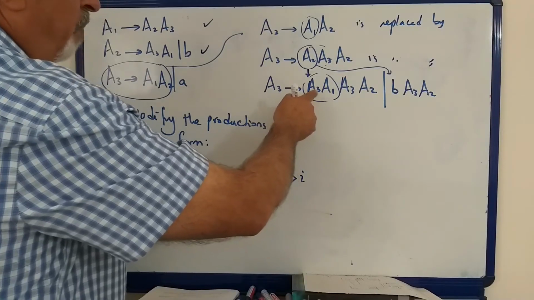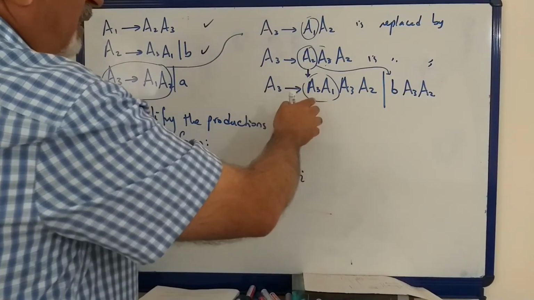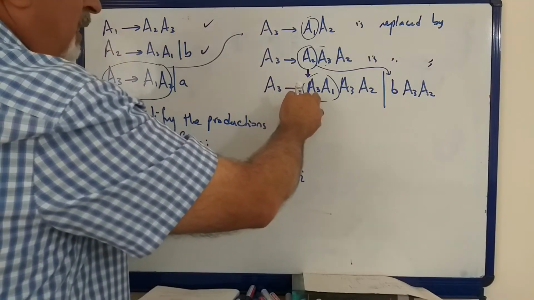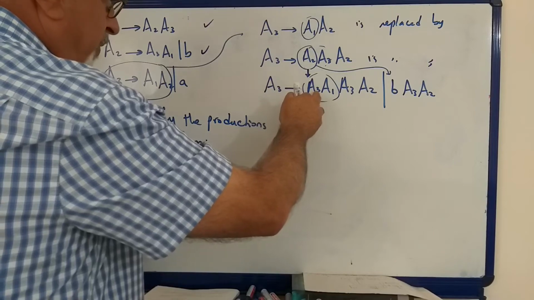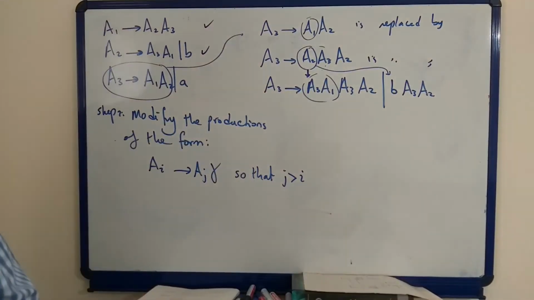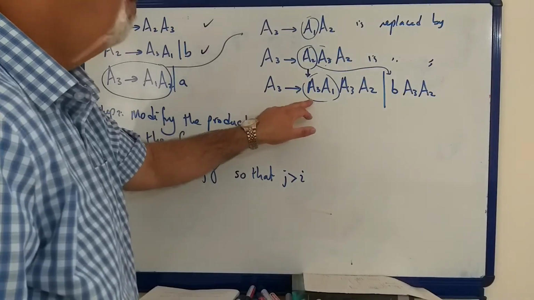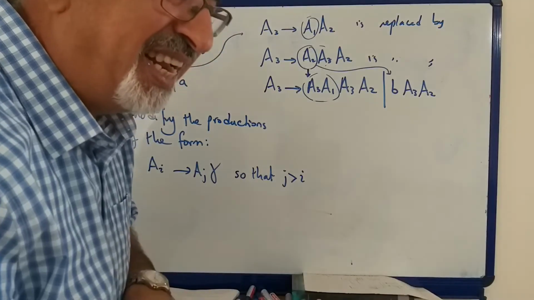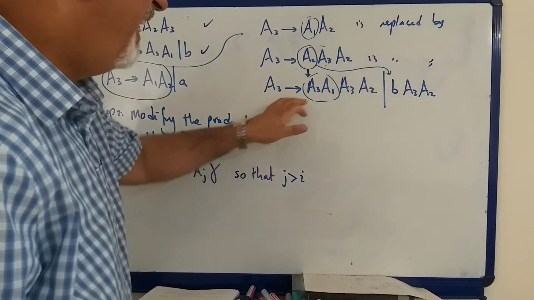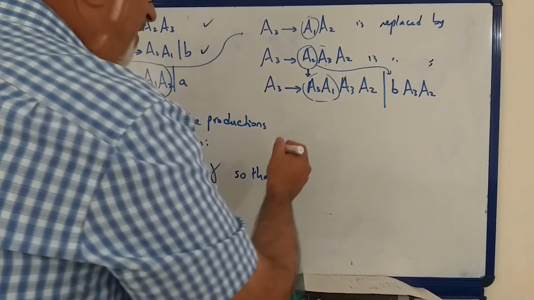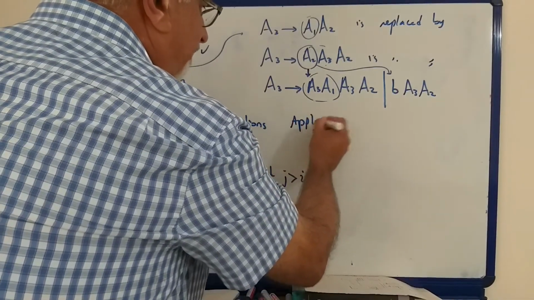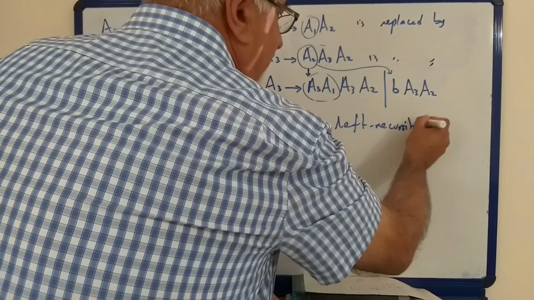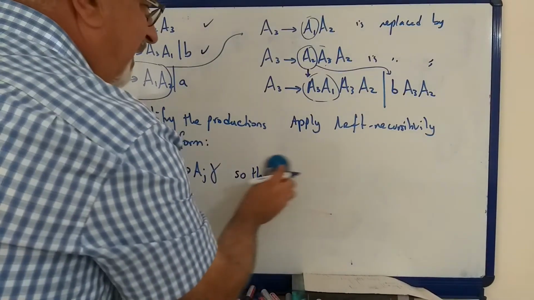Here, by the way, is j greater than i? No, but what is this? This is A3, A3. This is left recursive. Now apply the left recursion algorithm. You know this.